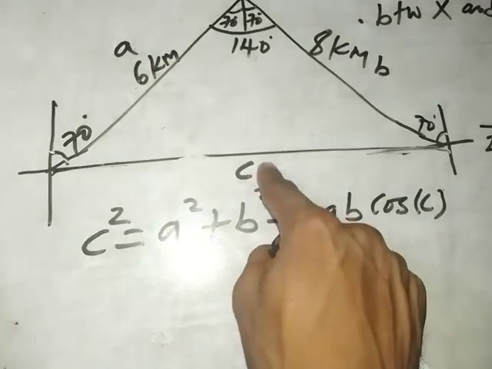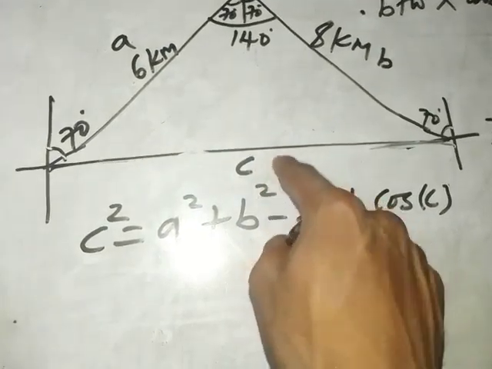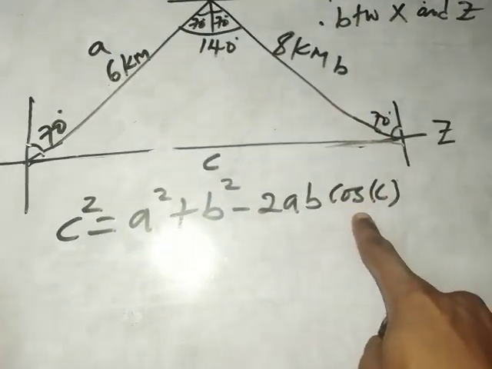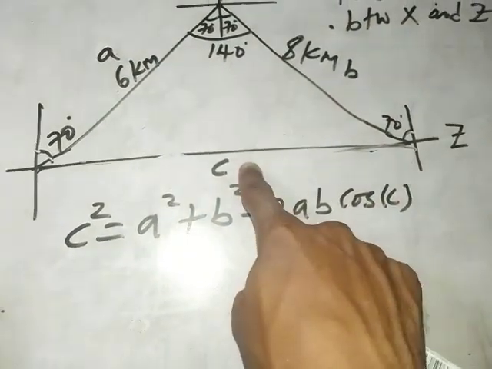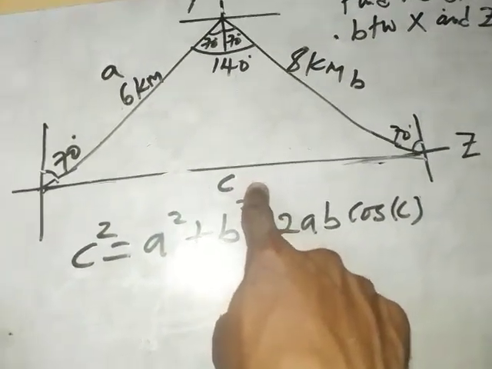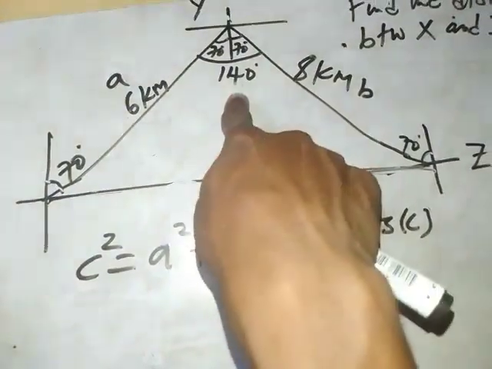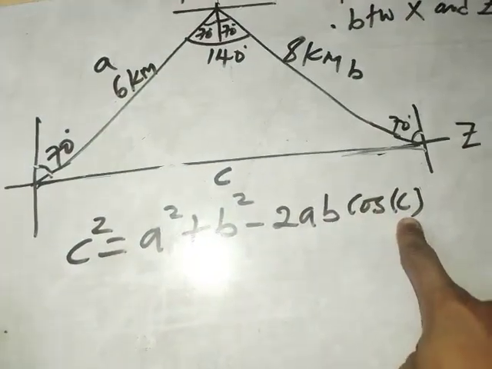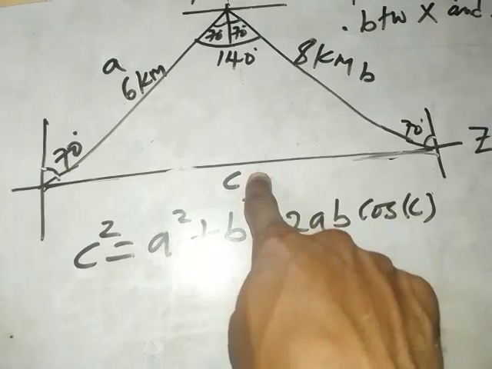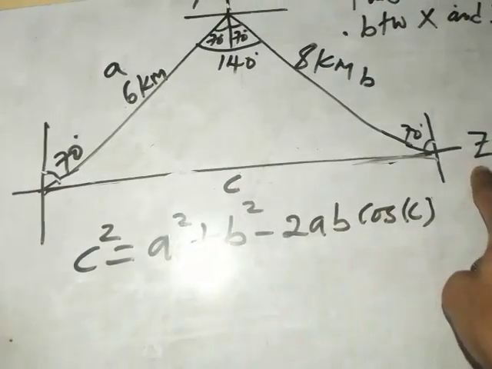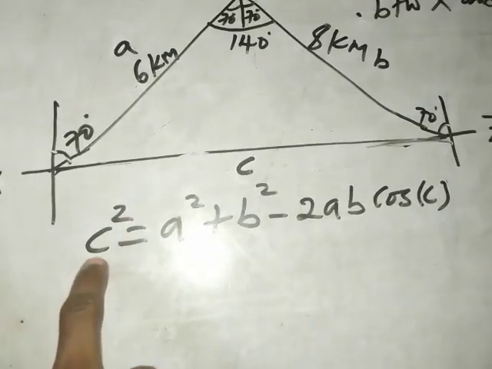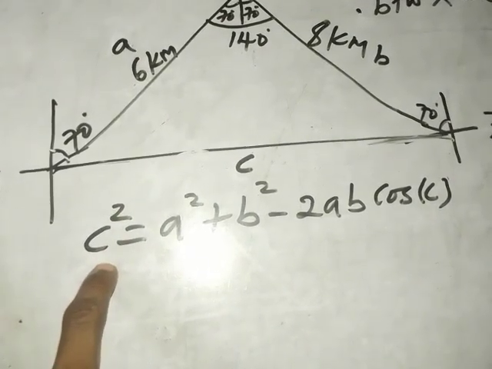This is the formula that we are going to use, and C is not given. C is unknown. A is given and B is given. Now this angle, the cos C you are seeing, is the opposite angle of C. Are you getting me? The opposite angle of C is 140 degrees. So this C is going to be replaced with 140 degrees, because it is the opposite angle of C. But the length between X and Z, which is C squared, which we are looking for, is not given.